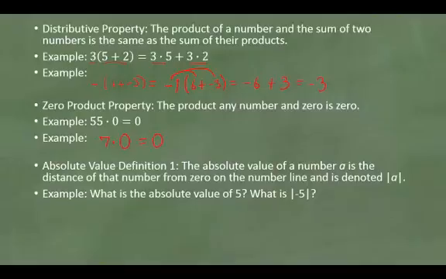So for example, what is the absolute value of 5? Again, it's the distance of that number from 0 on the number line. So we're going to mark 0 on the number line and find 5. 1, 2, 3, 4, 5. The absolute value is the distance from 0. That's a distance of 5. So the absolute value of 5 is 5.